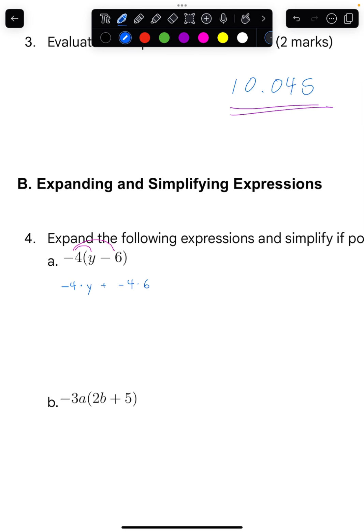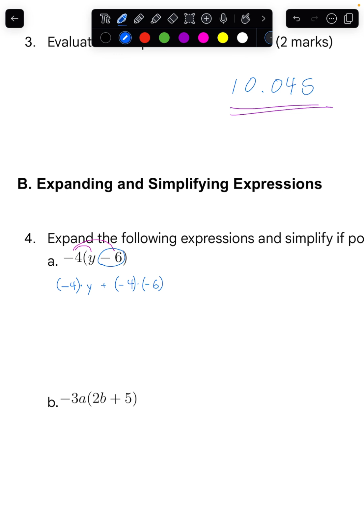So I like to always make this adding, but when I do that, I need to make sure that I take the sign in front of the 6 when I'm doing my multiplication. So instead of -4 times 6, this is actually -4 times -6. And I'm going to add some brackets just so we're really clear where our negative numbers are.